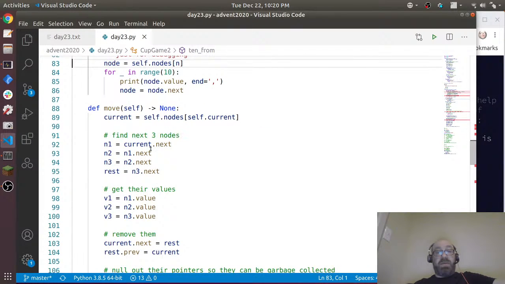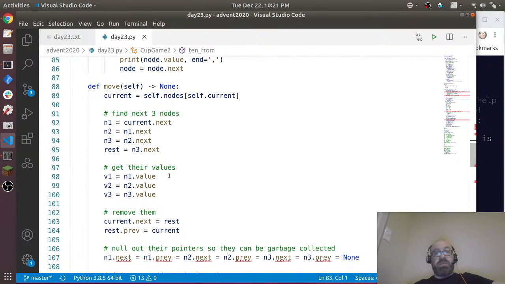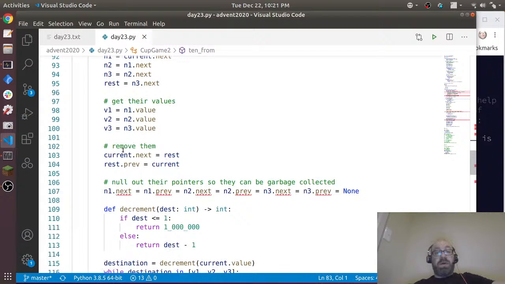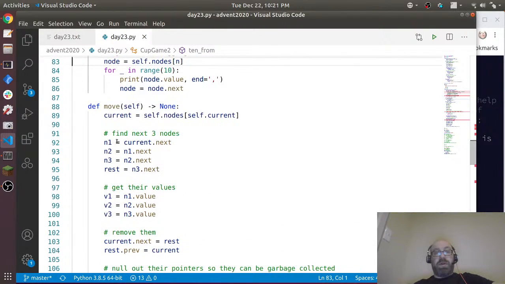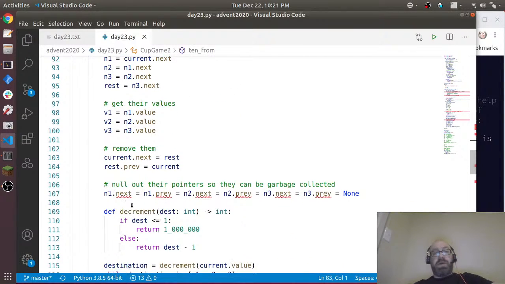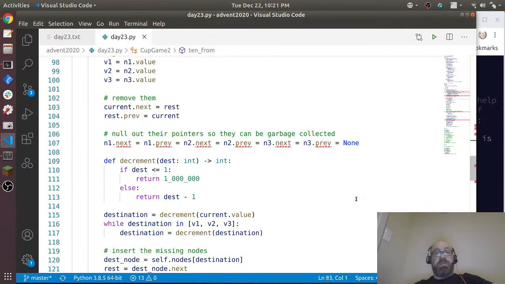I find the next three nodes and then basically the node after that as well. So I should call it N4. I pull out the values. I remove them by saying current, just point its next at rest, and rest point its previous at current. So now N1, N2, and N3 are removed from the loop, but it turns out they still point at each other, and so they won't get garbage collected until I set all of their pointers to none.